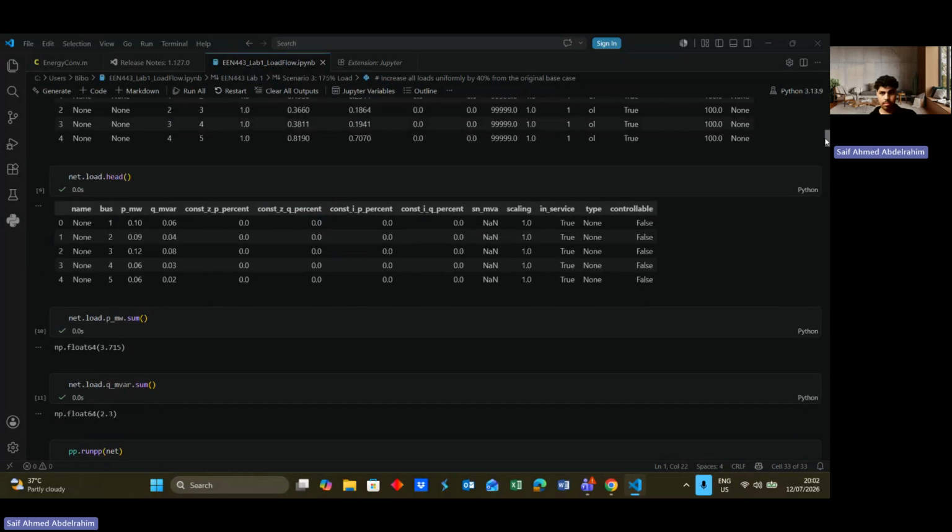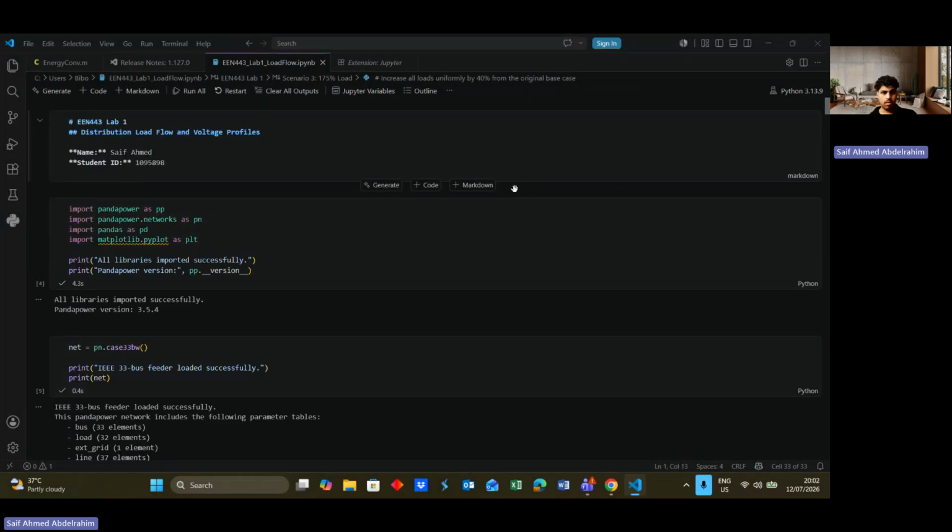My name is Saif Ahmed, and this video presents the Power Distribution Lab 1. It's about distribution, load flow, and voltage profiles. The objective was to use Python and Panda Power to analyze the IEEE 33 bus radial distribution feeder. I examined bus voltages, feeder losses, line loading, and the effect of increasing and relocating loads.